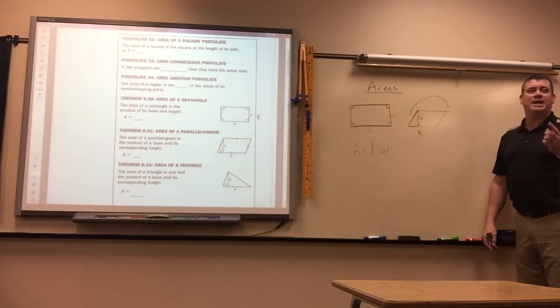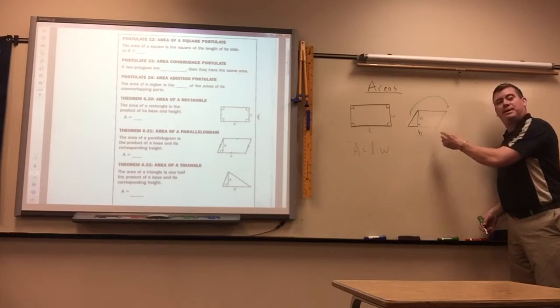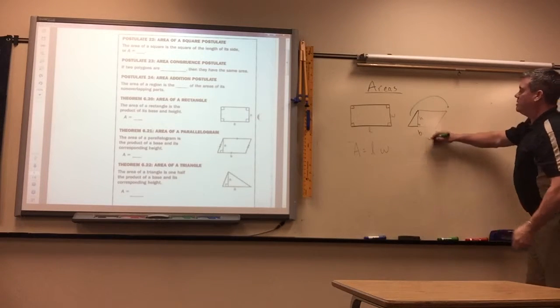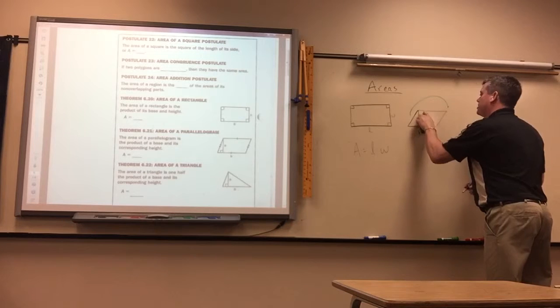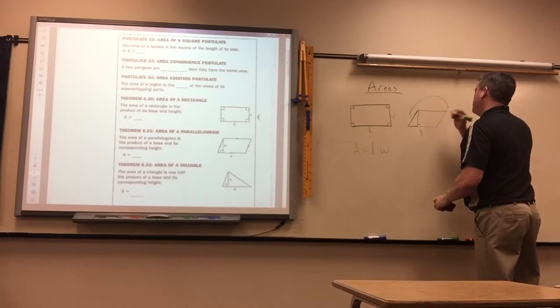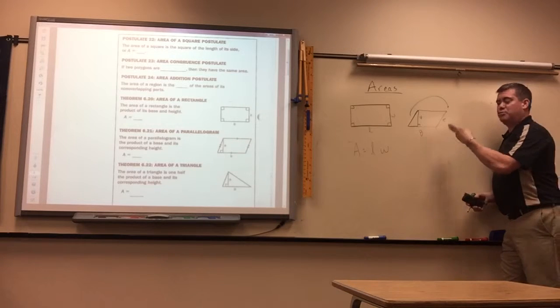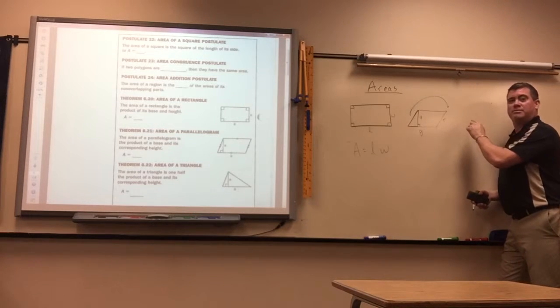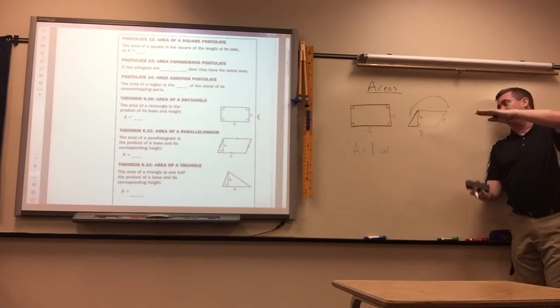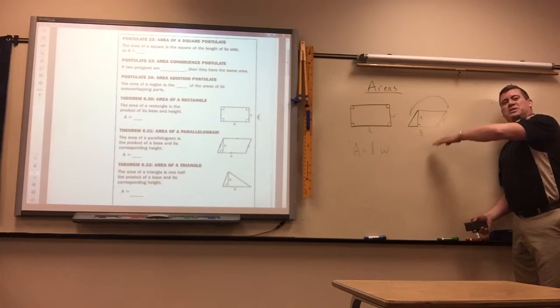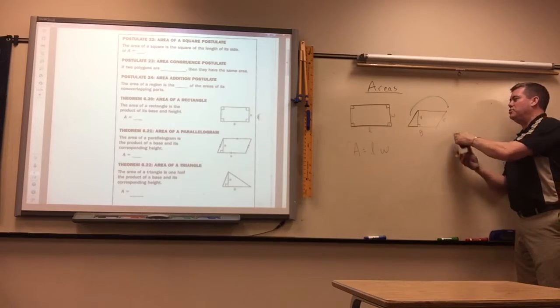Now remember this, heights always have to be perpendicular. Sometimes people get messed up like this. If you see this is 8 inches and this is 4 inches and this is 5 inches, a lot of times people go too fast, they'll go 8 times 5. The height is how tall it is, which would be 4. This is a slant height, so you don't even use that.